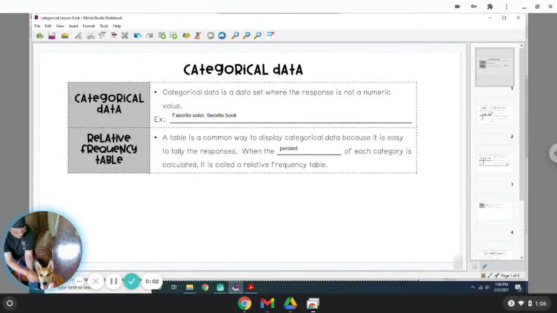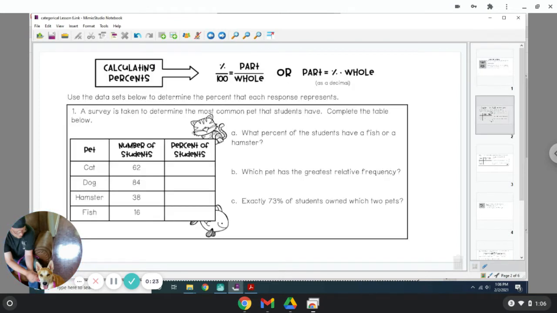Alright, so today you're going to be learning about categorical data. Categorical data is data where the response is not numerical, like your favorite color, blue, or your favorite book. A table is a common way to display the data because it's easy to tally the responses. And when the percent of each category is calculated, it's called a relative frequency table. So we're going to be doing percents today.